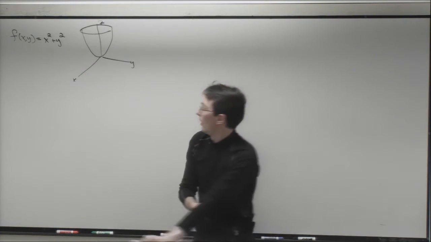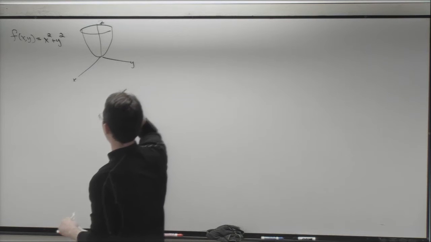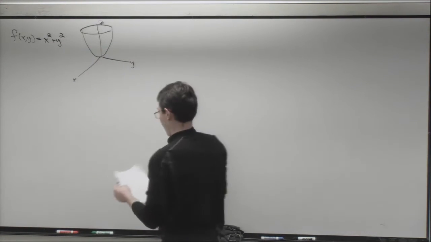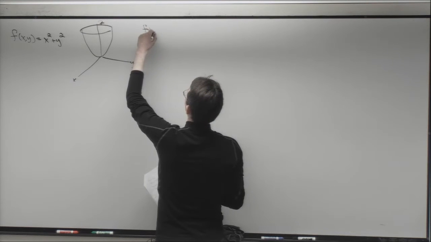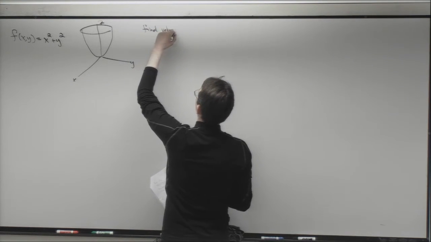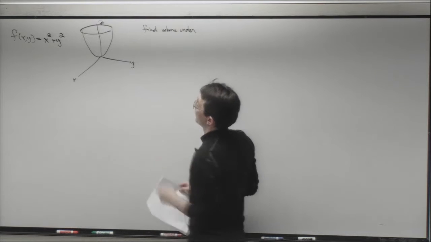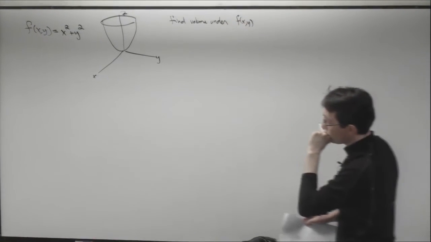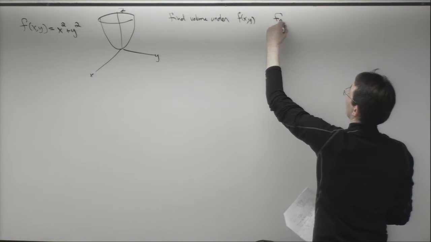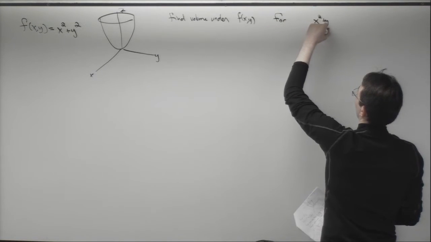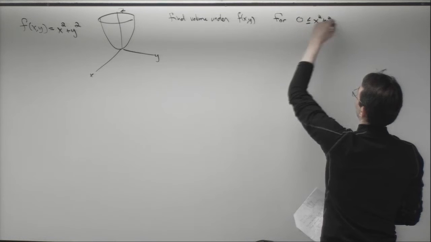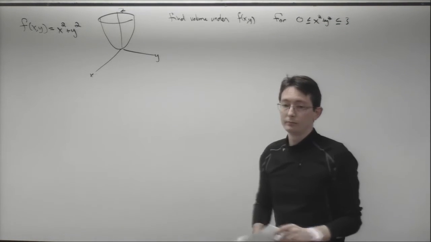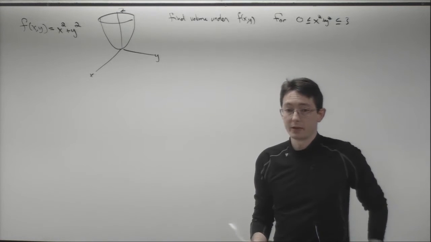Okay? And what we're going to be doing is we're going to find the volume under this curve. So find volume under f of xy for x squared plus y squared greater than or equal to 0, less than or equal to 3. This is very, very, very similar to the homework problem.